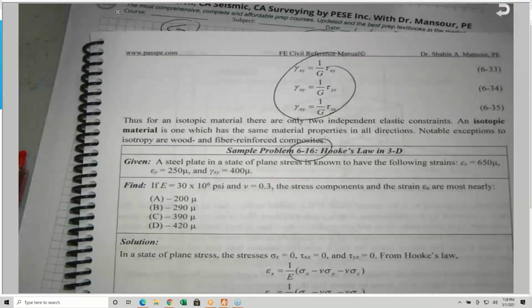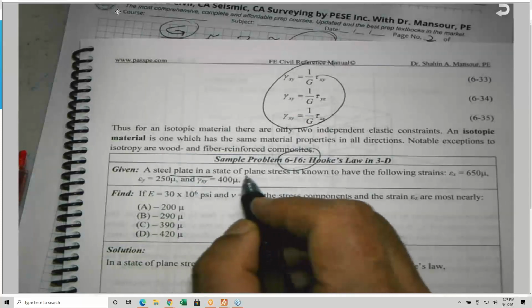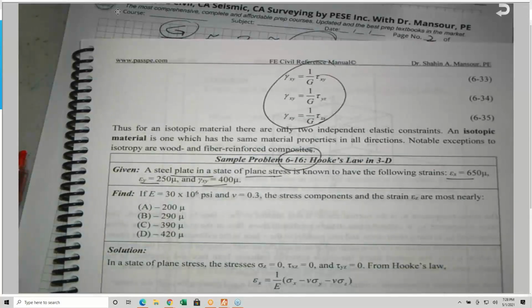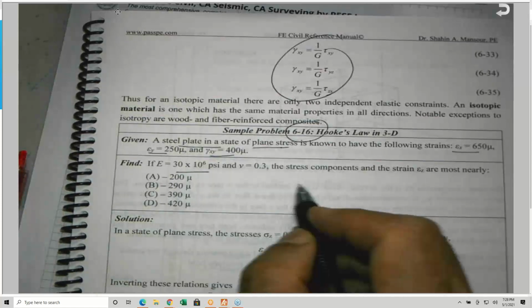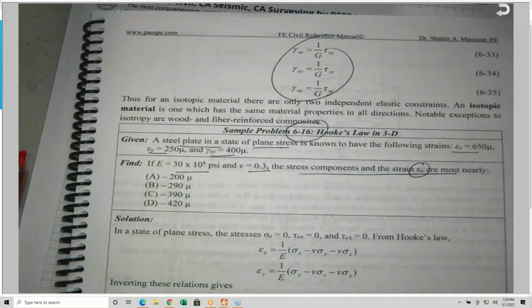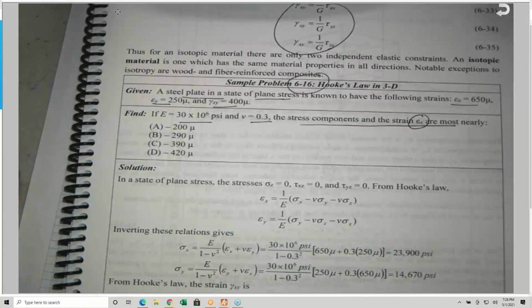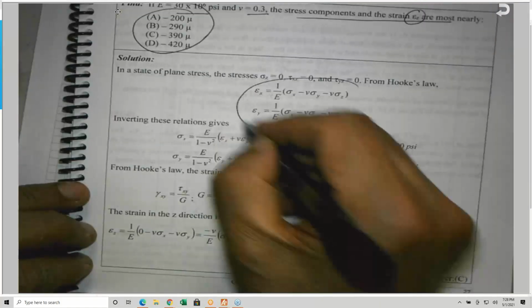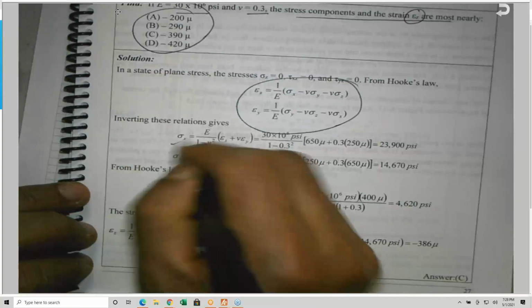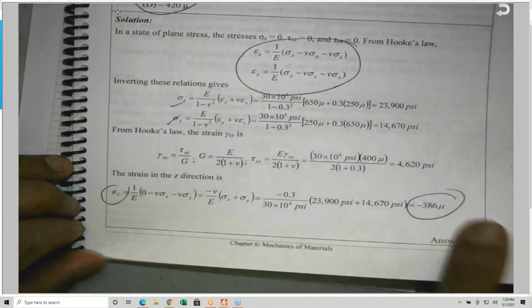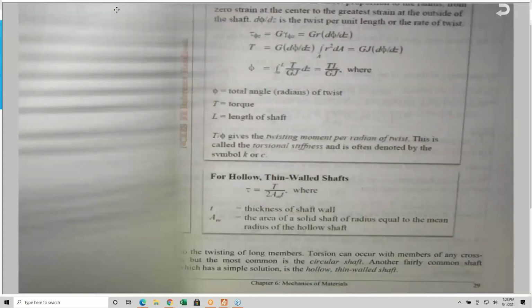Problem 6.16 gives you a steel plate in a state of plane stress, which is 2D, with epsilon sub x, epsilon sub y, and gamma xy given. The modulus of elasticity and Poisson's ratio are given, and the stress components and the epsilon sub z are given by these values here. Again, it's a lengthy equation. These are the equations that are given, and I substituted for the values. Finally, I got epsilon sub z to be this amount here. Again, it's not a straightforward problem, but I need you to be aware of it.